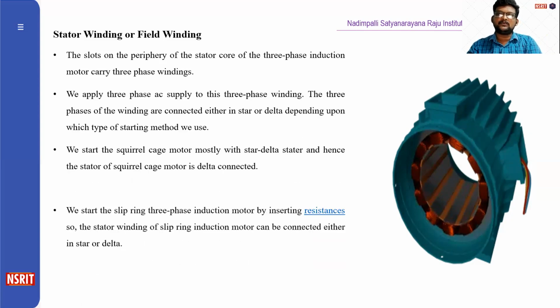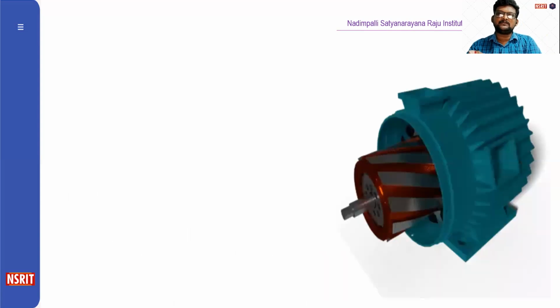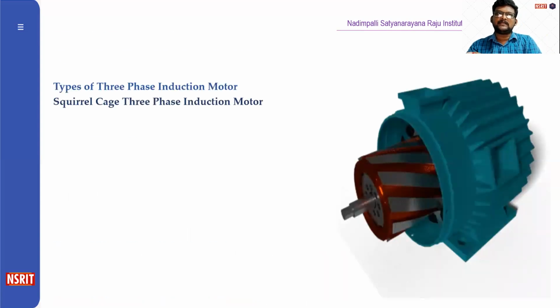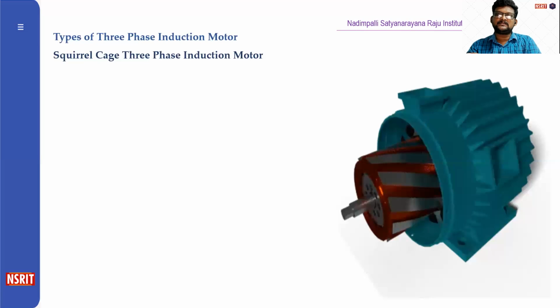Next, we are learning about the types of three-phase induction motors. You know the types of three-phase induction motor: squirrel cage induction motor and slip ring induction motor. This is the construction of a squirrel cage induction motor.